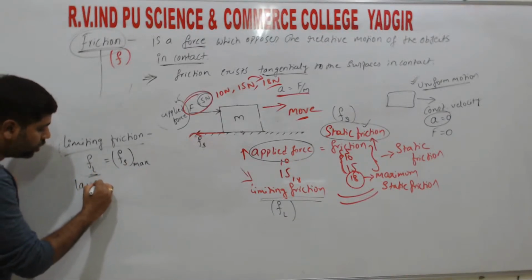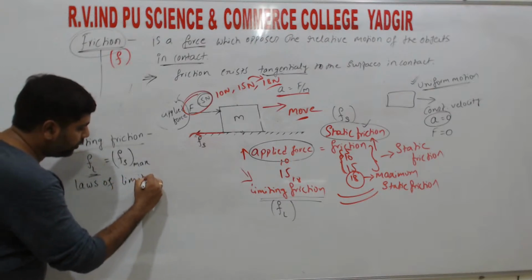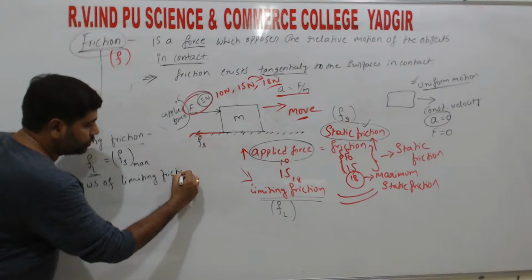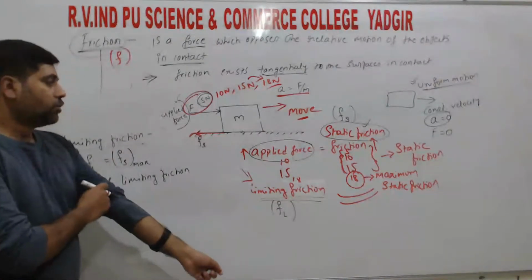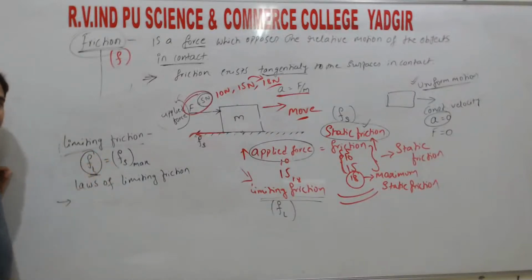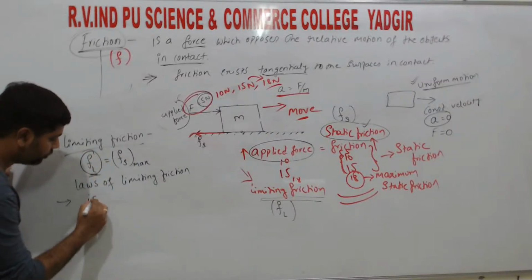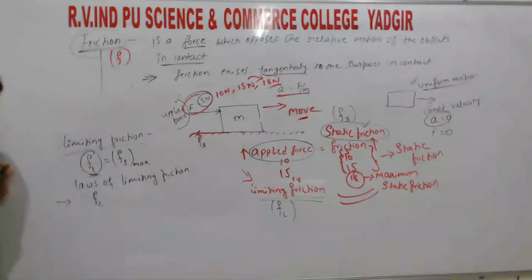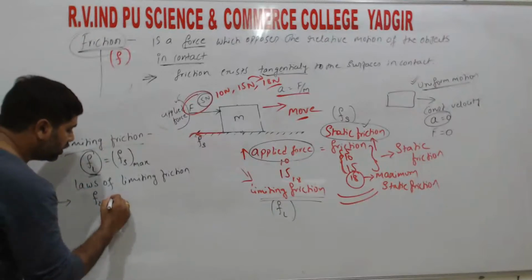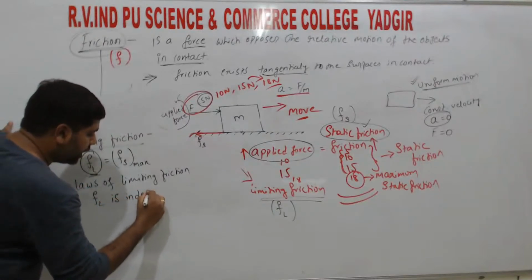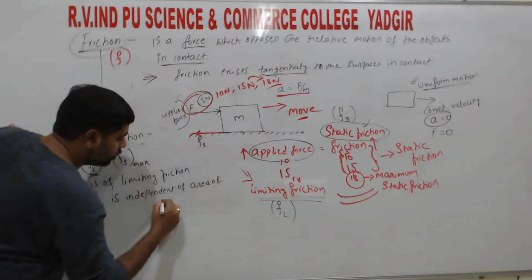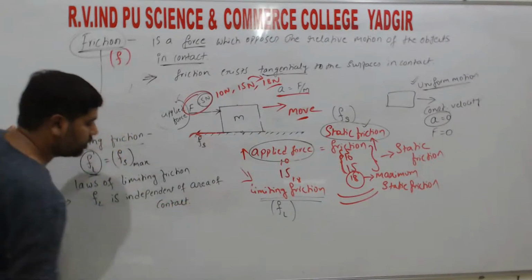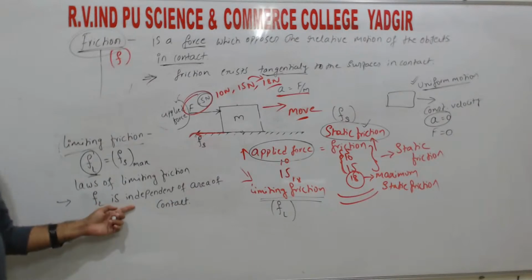So here are some laws of limiting friction, right? We have two important points. The limiting friction is independent of, in short form I will write FL. FL represents what? Limiting friction, right? So FL is independent of area of contact, right? So limiting friction is independent of area of contact.